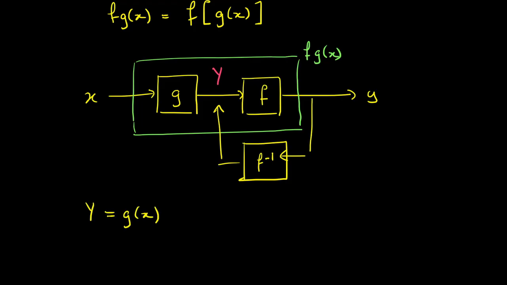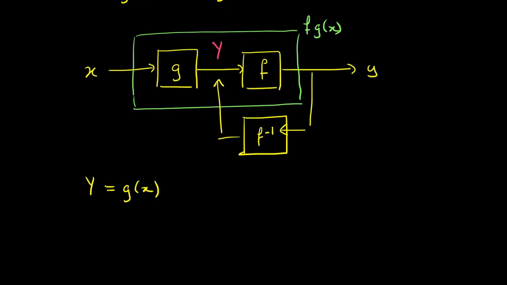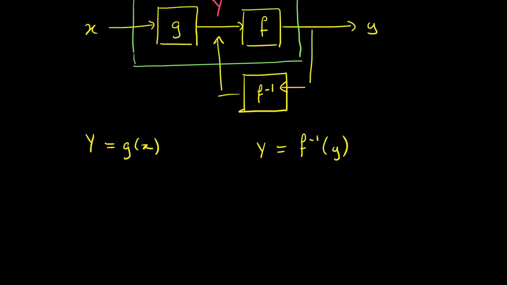Now, we know that big Y is also going to be the inverse of this thing. If I take my output y and stick it into the inverse function, what I should get is big Y. So big Y is also equal to f inverse of that output little y. But that output little y is the output of the whole composite function f of g. So actually what I'm really doing is taking the inverse of f of g of x.